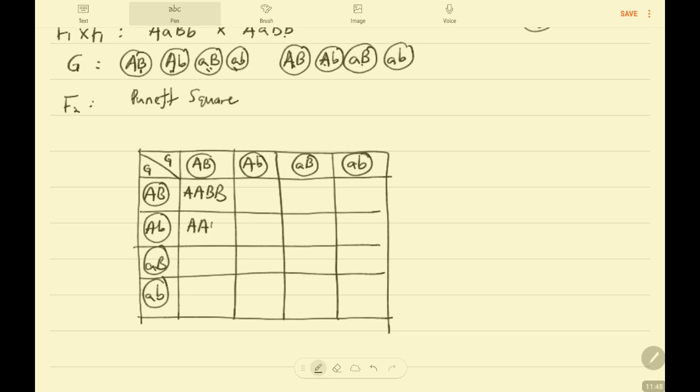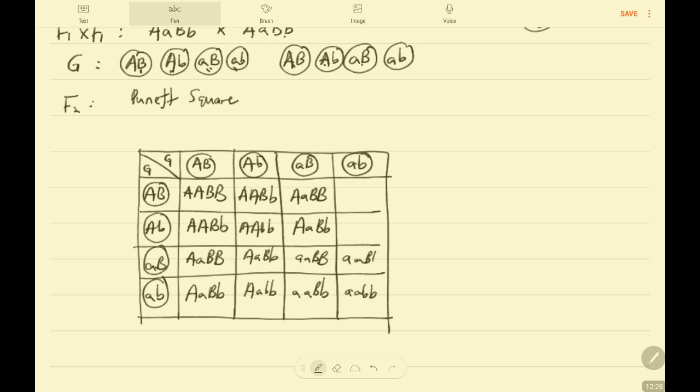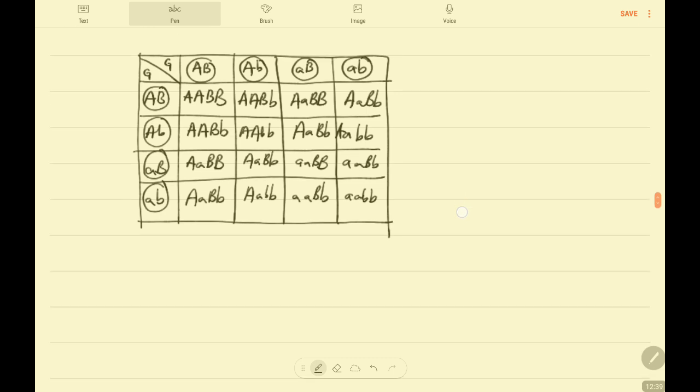Here is the big A, big A, big B, big B, and so on, filling in the combinations of all the gametes across the table, such as big A, small a, big B, small b, and small a, small a, small b, small b. So now we have 16 possibilities for your F2 generation.